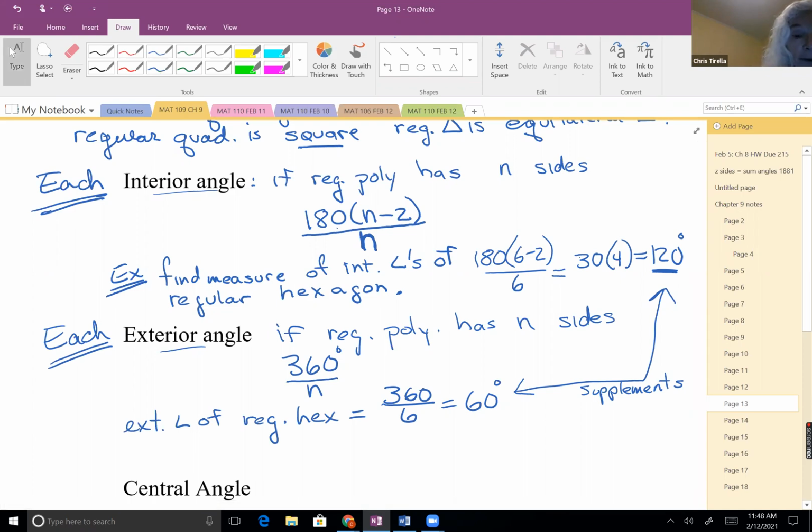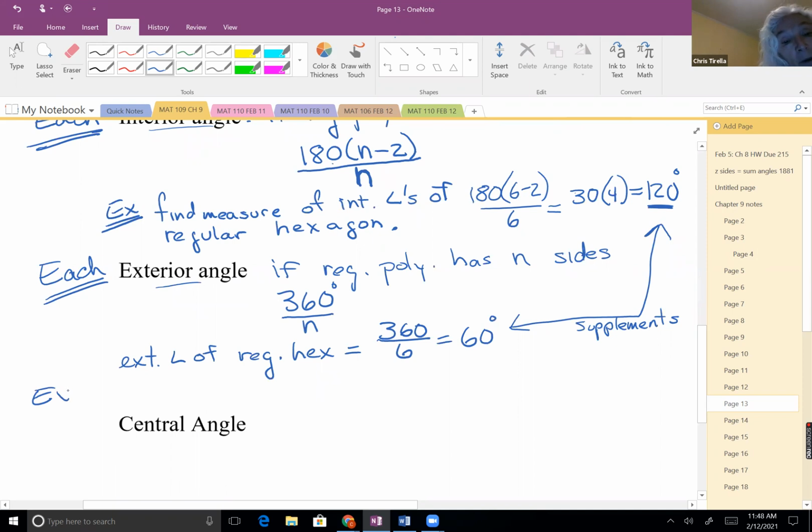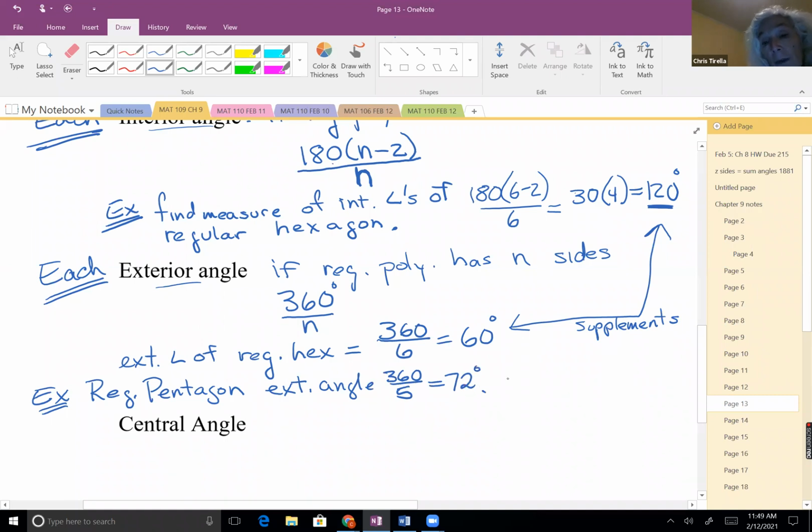So for example, if I have a regular pentagon, even if I wanted the interior angles, it's probably easier to say the exterior angle is 360 divided by 5, or 72. And so the interior is 180 minus 72, or 108.